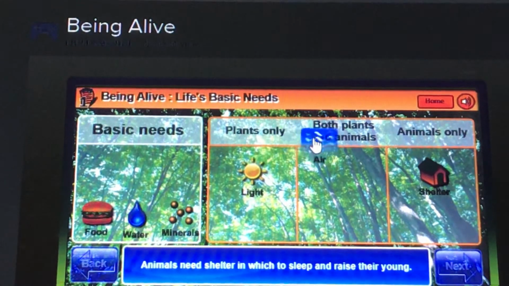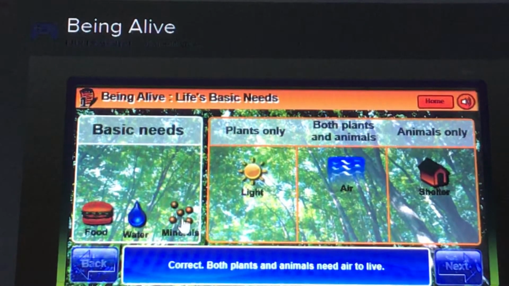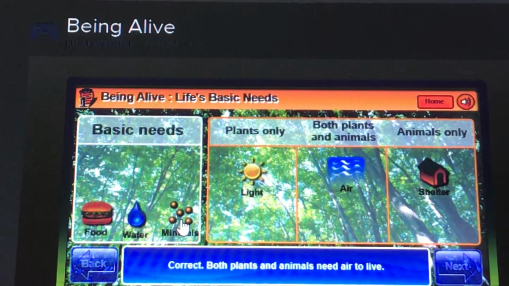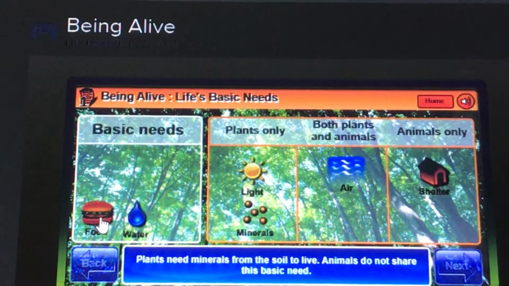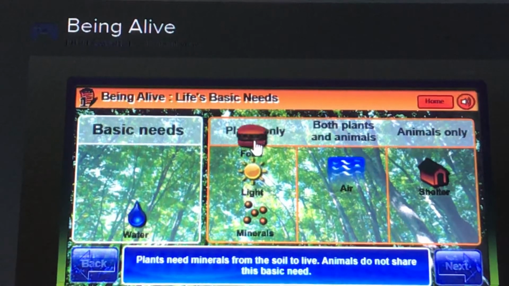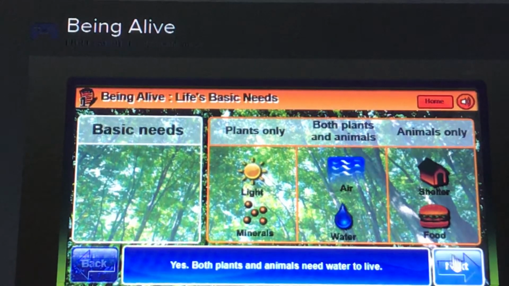How about air? If you said that both of them need air, good job. How about minerals? Do animals need minerals? Well, some do, but that's mostly plants, I would believe. And then food. Plants don't need outside food, so that would be animals only. And then water. We know that both of them would need water, right? Awesome. Hope you did good on that.